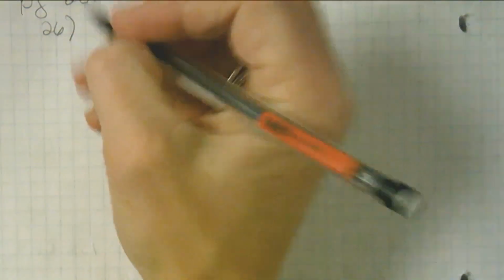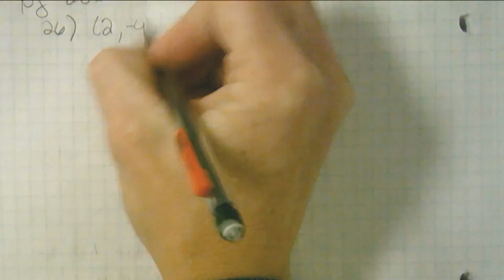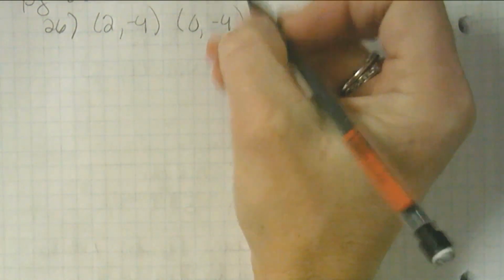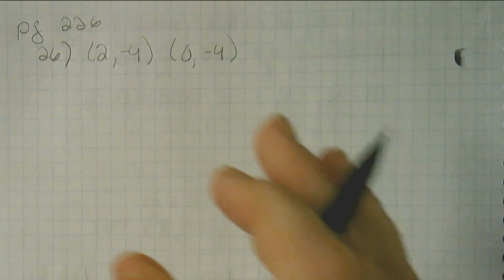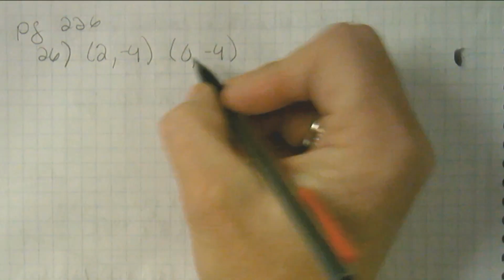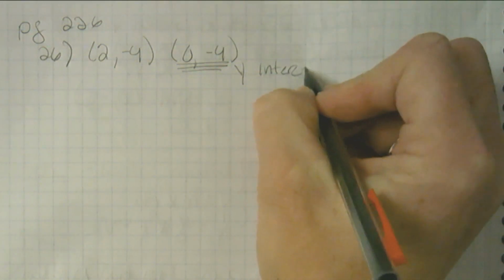Alright, if I take a look at 26, I have (2, -4) and (0, -4). It's telling us to write an equation of a line that passes through the points. Well, first of all, we already have our y-intercept, so I just need to find my slope.